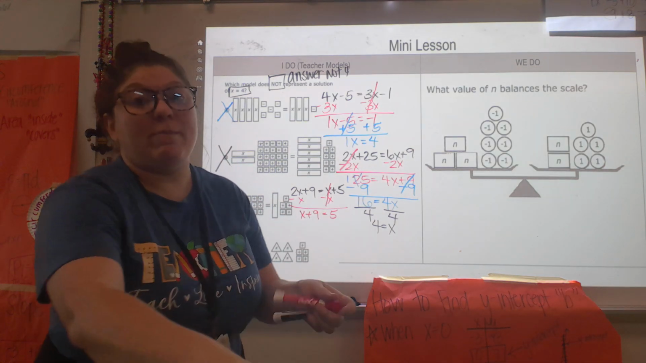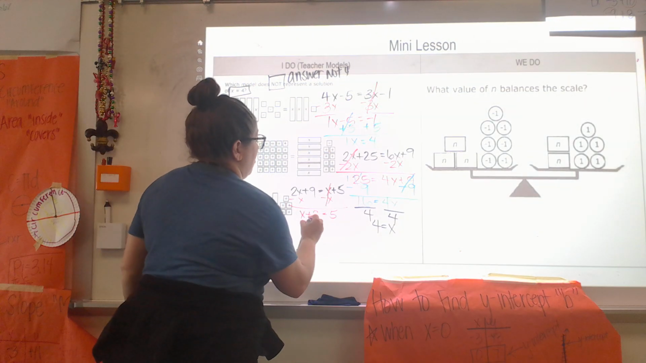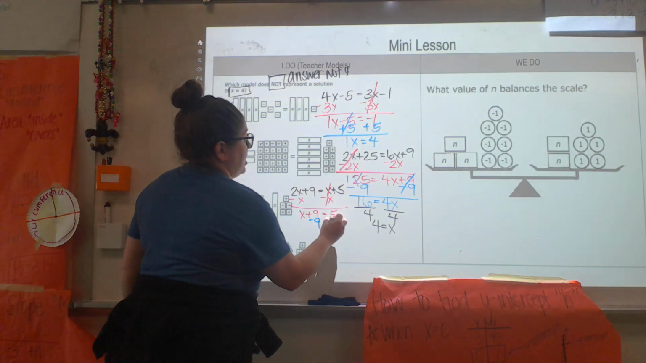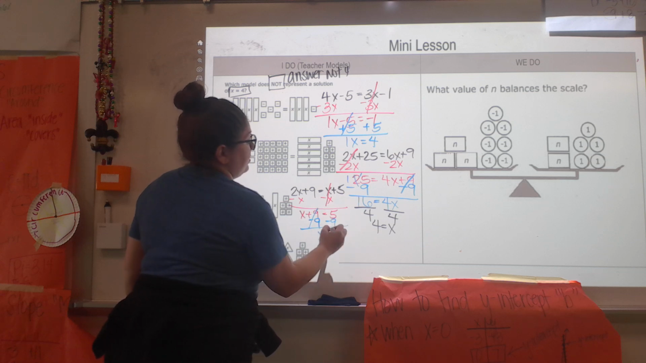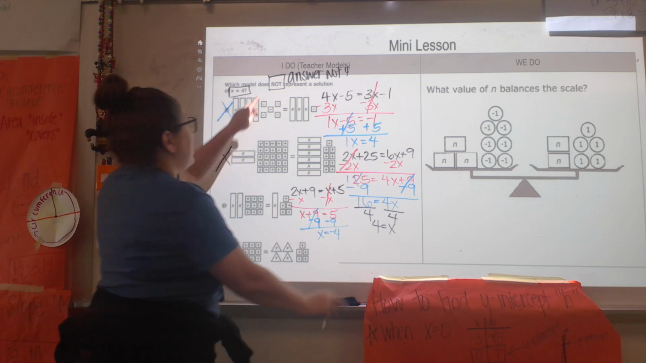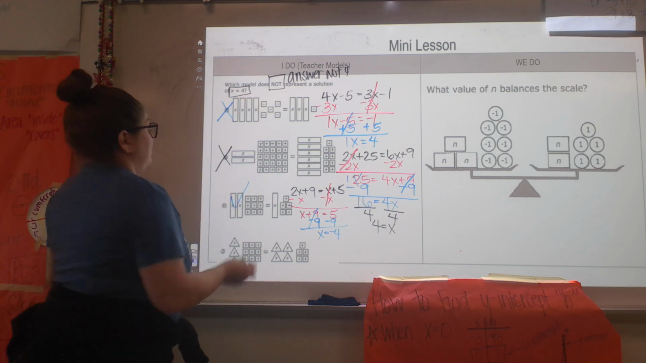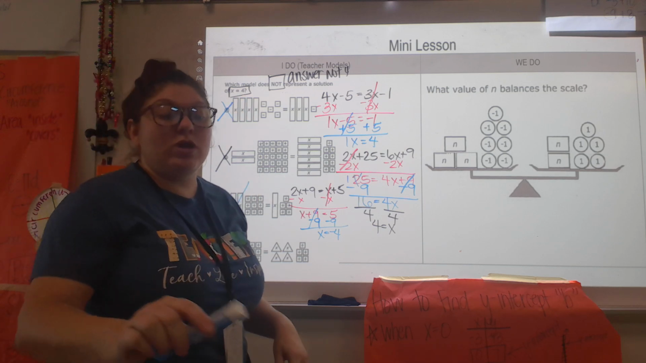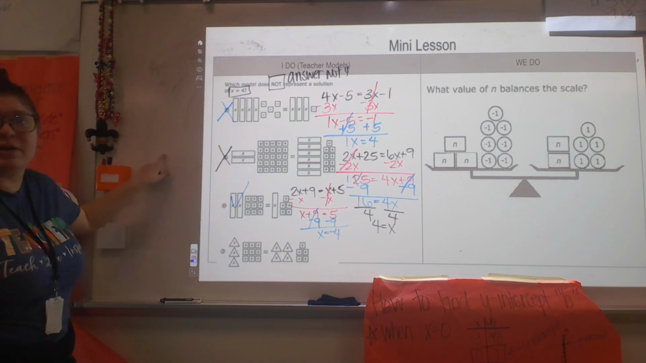I'm going to move that positive 9, though, because I want all my constants on the same side. So the inverse to positive 9 is negative 9. X equals, that's a negative 4. Ooh, that is not 4, so we like this one. We're going to do the last one. I'm going to put the last one right here.